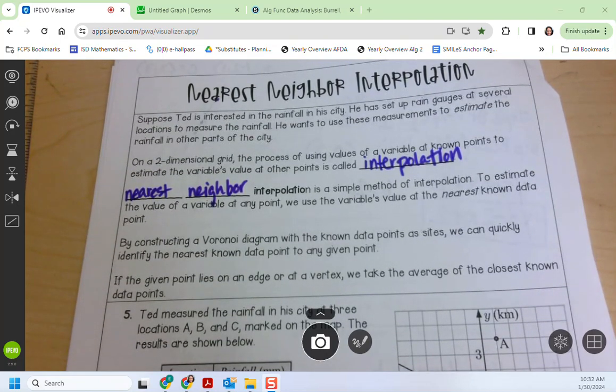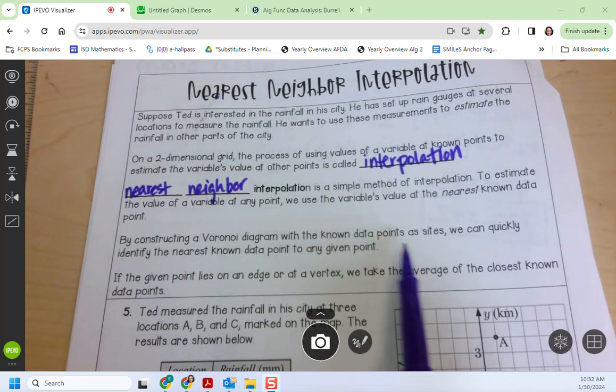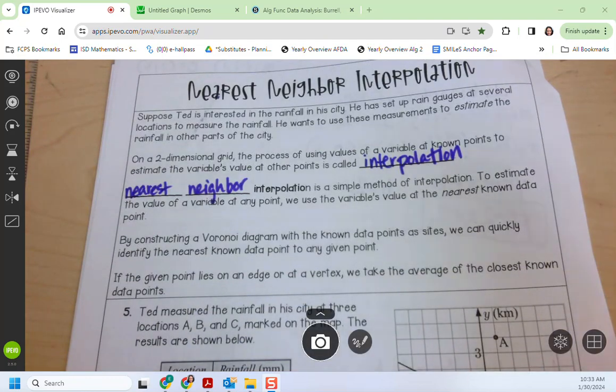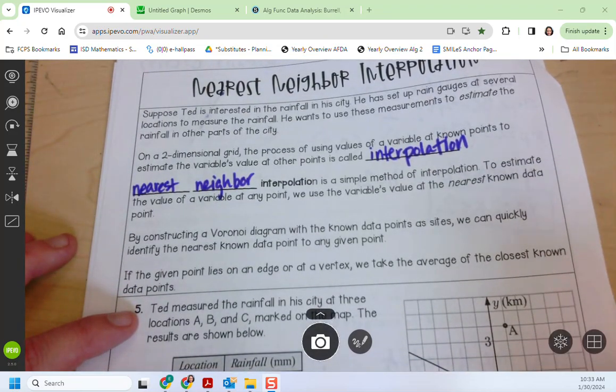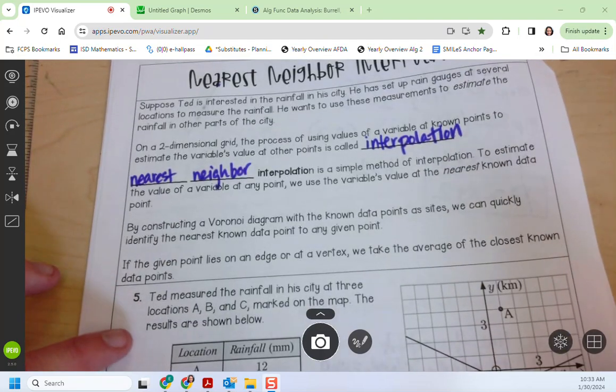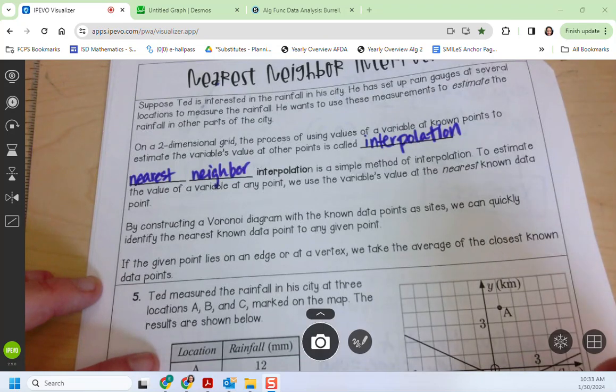To estimate the value of a variable at any point, we use the variable's value at the nearest known data point. So we don't average data points together, we just try to find the nearest neighbor. Unless they happen to be exactly between two neighbors, then we average them. So we construct the Voronoi diagram with the known data points as sites, and then we draw the edges so that we can tell where the nearest neighbor is. Ted measured the rainfall at 3 locations, A, B, and C. A was 12 millimeters of rain, B was 7 millimeters, and C was 15.